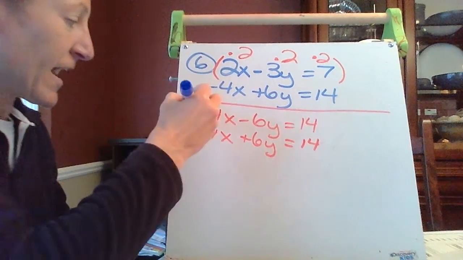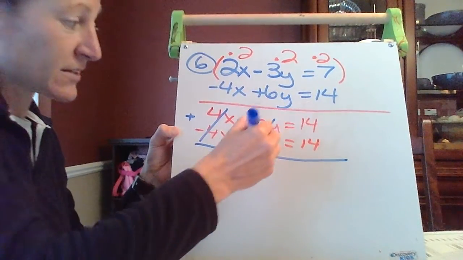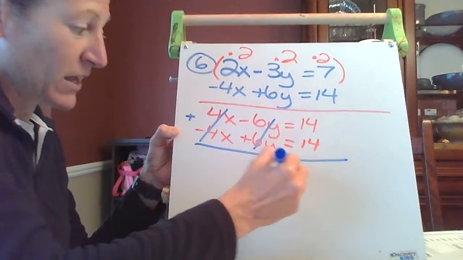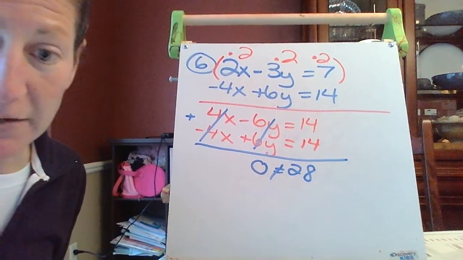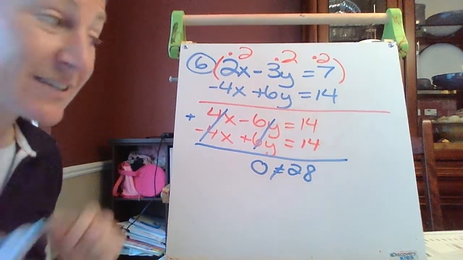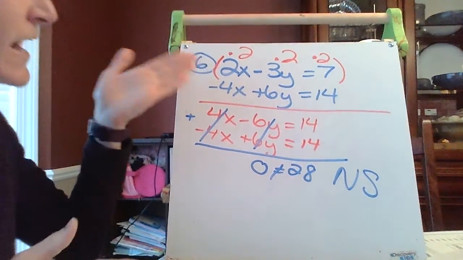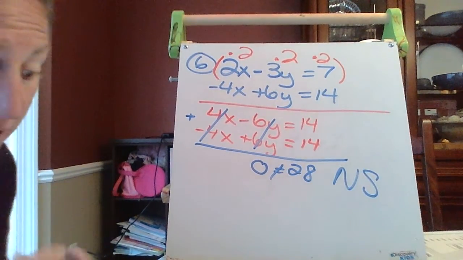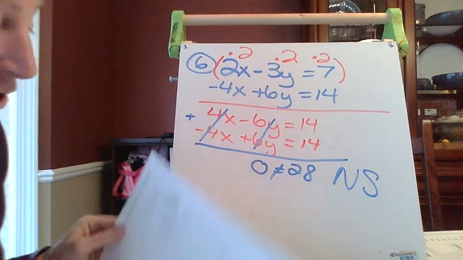Okay, and we're ready to add. Ooh, cancel. And these cancel, so that's a 0, and we can add to get 28. What would my solution be? Is that true? No, it's false. So it is no solution. Very good, but we had to multiply first in order to figure that out. All right, so that is our elimination.